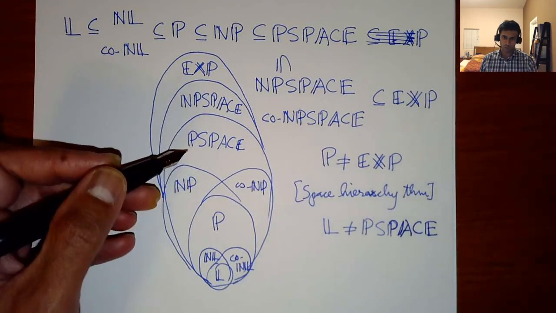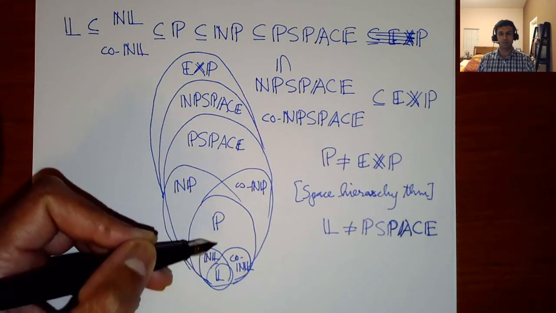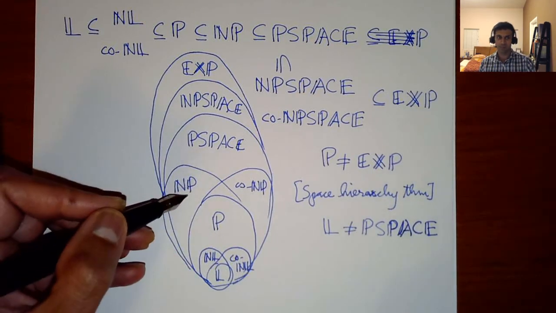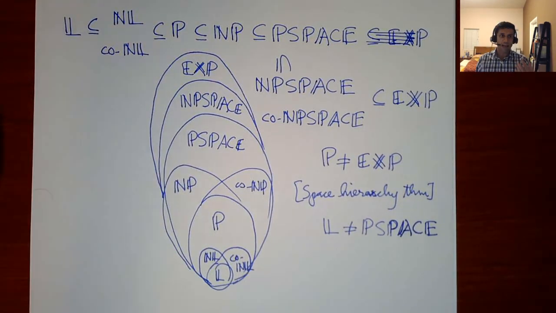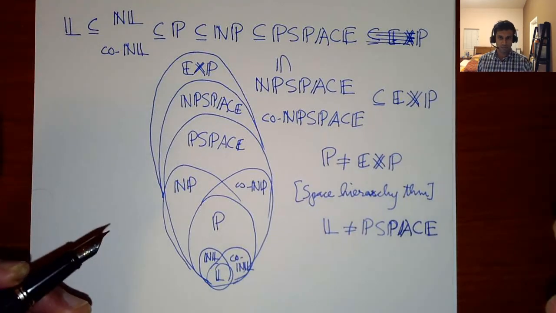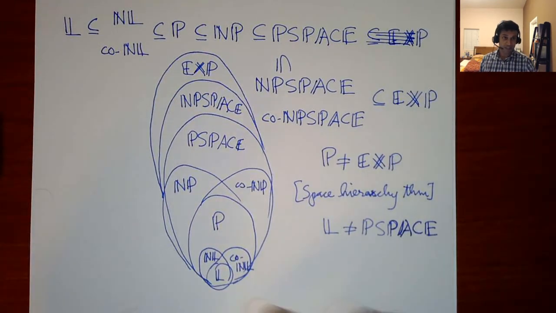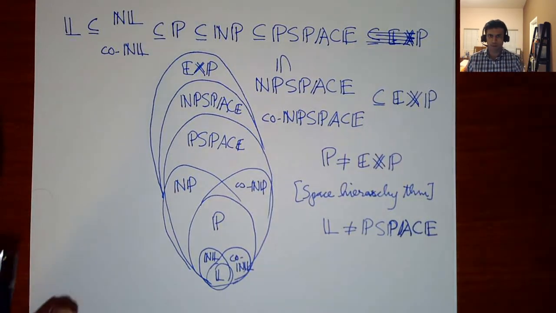So what we actually know is that either L is not equal to P, or P is not equal to NP, or NP is not equal to PSPACE. But any of these would be amazing things to prove. Remember, L means it's log space. So if you're saying L is equal to P, then you're saying all efficient algorithms that we have can actually be simulated with just logarithmic space. It seems like impossible. So any questions about this picture?